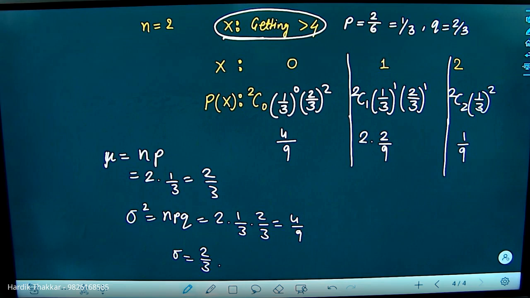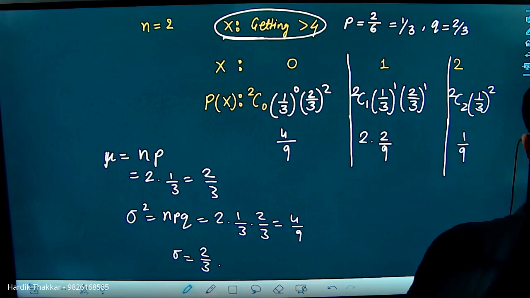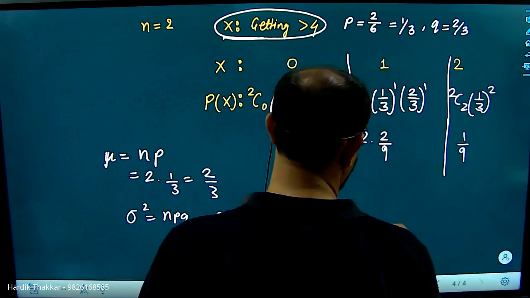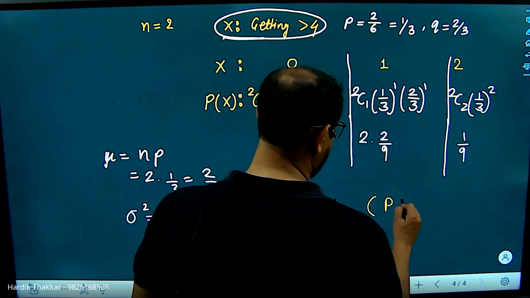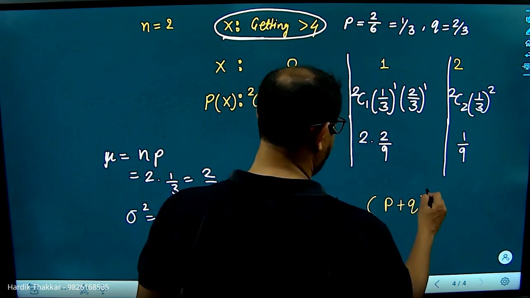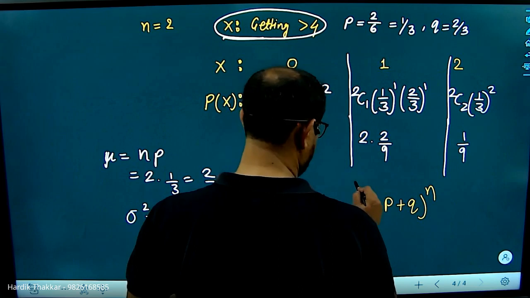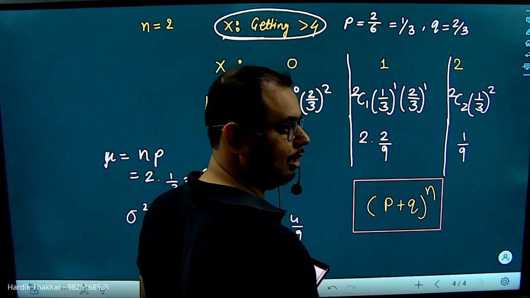Okay, in question number 12, it is slightly different, because it is asking to write the distribution and find the variance of the distribution. Find the binomial distribution. Whenever the question says find the binomial distribution, we have to write the expression (p + q) whole raised to power n. This expression means the binomial distribution.